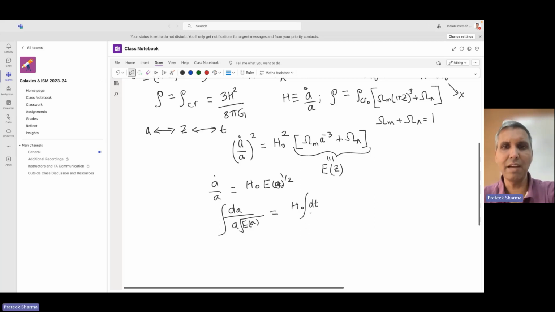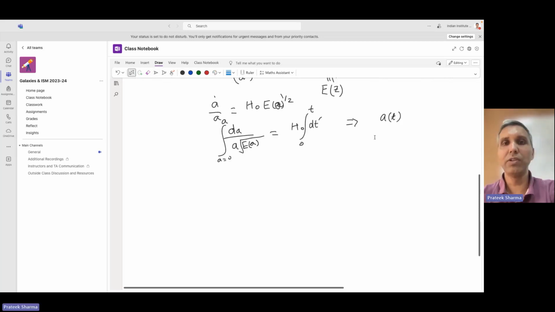So you go from, say, time t equal to 0 to present time t. You go from, say, a equal to 0 to some a, right? This is cosmic time, that time t that appeared as the time coordinate in the relativistic interval that I wrote. This is what will give you a as a function of time, the evolution of the scale factor as a function of time. Yes, the time t equal to 0 can be taken as the time of Big Bang.